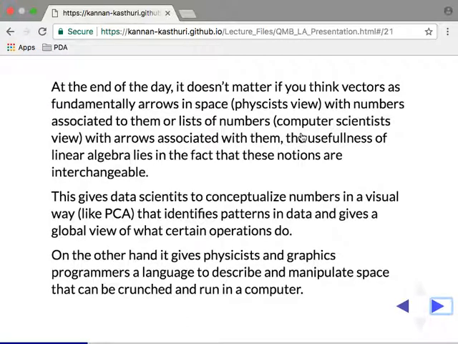That is what matters, and this gives data scientists a way to conceptualize numbers visually, right? So these two different ways of thinking are synchronized from an integrated perspective when you look at vectors. It gives physicists and graphics programmers a language to describe and manipulate space, and that can be crunched and run in a computer. So these two views of vectors are important, and they can be reconciled in one framework, okay?